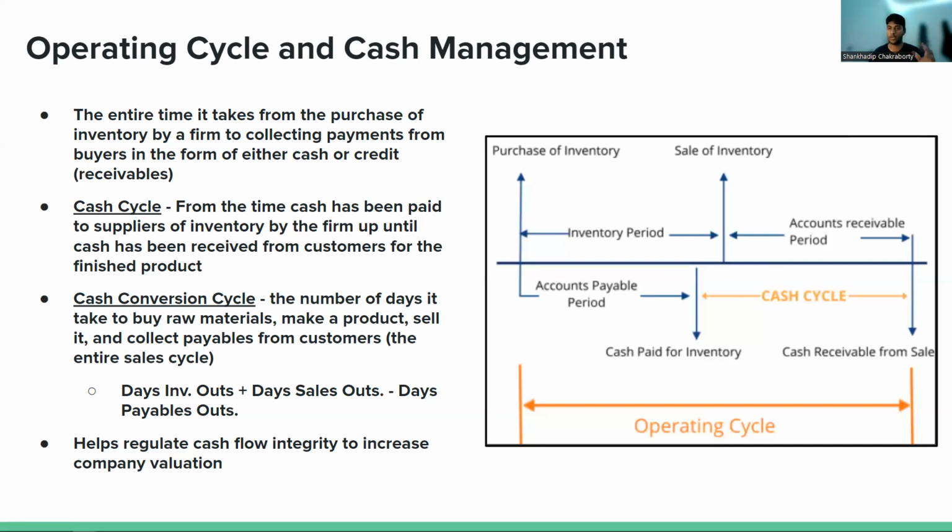Ideally, you want the full $100 as quickly as possible because you earned that money because you sold your customer that product, and you need that cash. You need all the cash you can get. So you want days receivables outstanding or days sales outstanding to be low. And you want days payables outstanding to be high, but not too high.